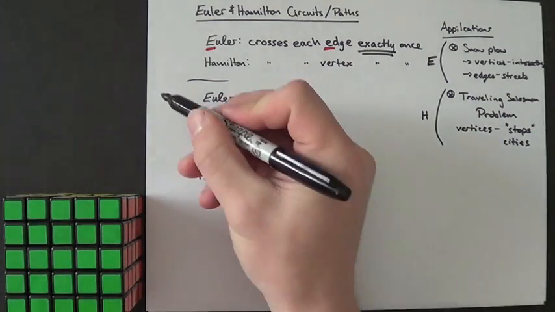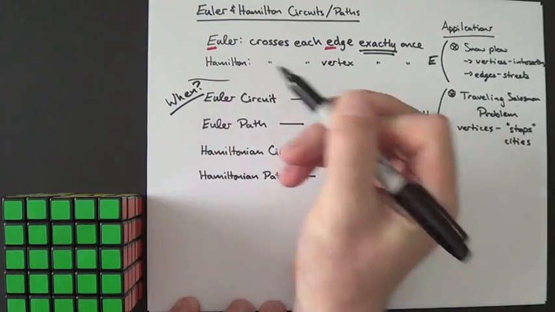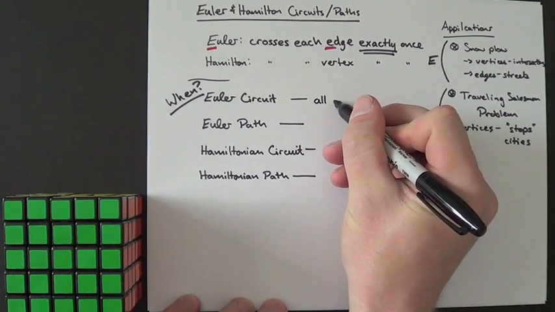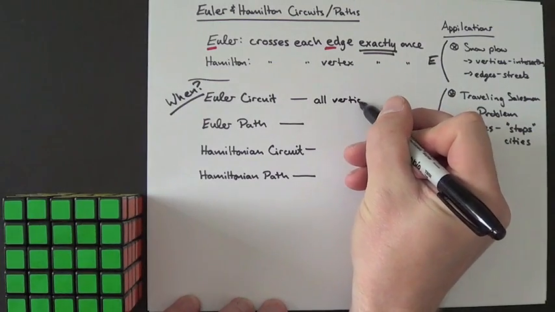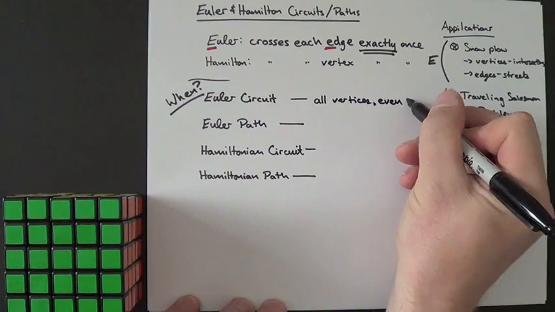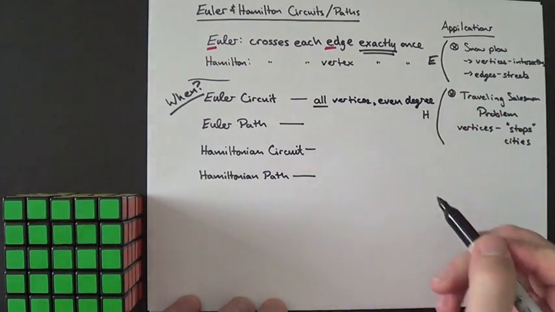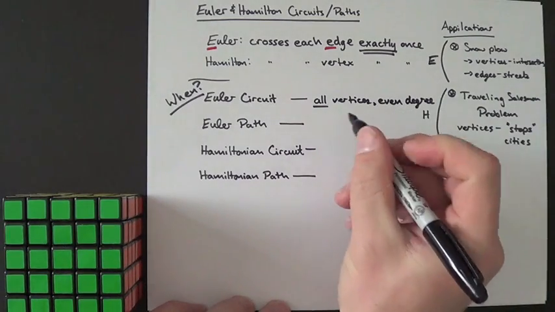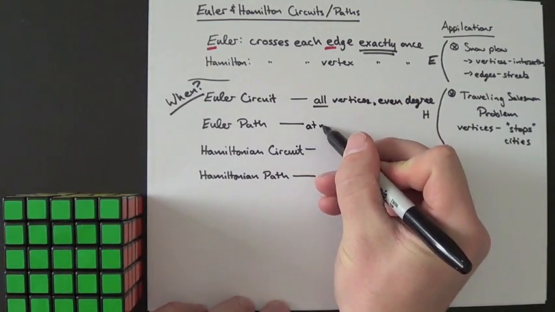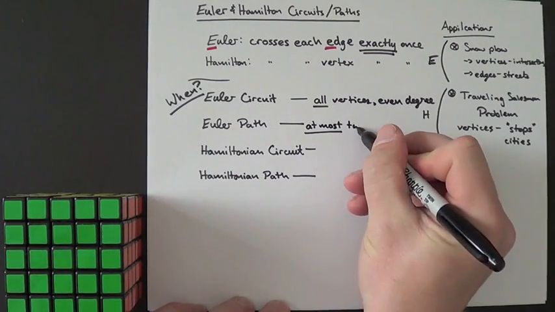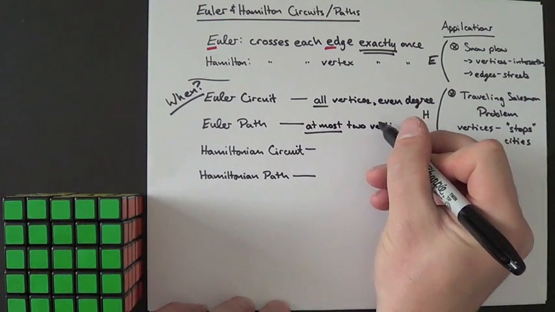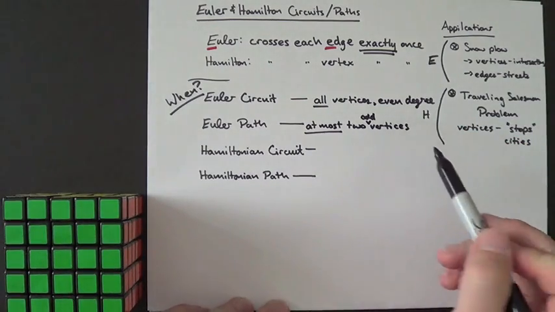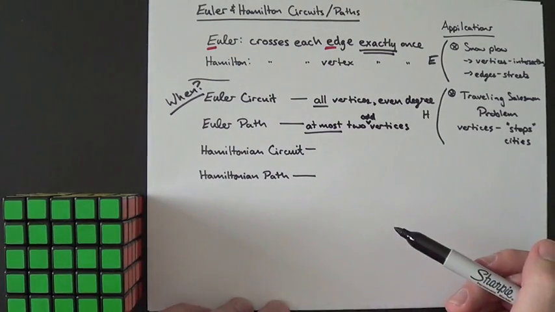Now, when do these exist in a graph? An Euler circuit's pretty simple. It exists only when all vertices are of even degree. All vertices have to be even degree. If there's even one odd vertex, then no Euler circuit exists. An Euler path is similar, but there can be at most 2 odd vertices. Okay, so for an Euler circuit, we need no odd vertices. For an Euler path, we can have no more than 2 odd vertices.